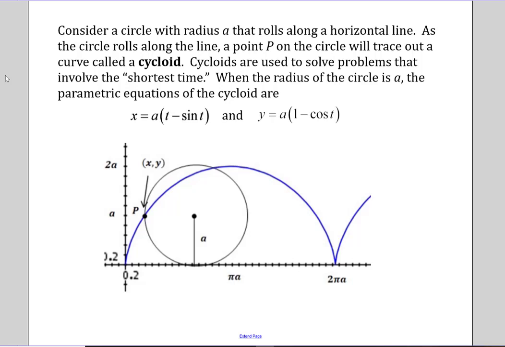Let's consider a circle with the radius of a, and it rolls along a horizontal line. As the circle rolls along the line, there's going to be a point P on the circle that will trace out a curve, and that curve is called a cycloid. That's this blue curve. Cycloids are used to solve problems that involve the shortest time. When the radius of the circle is a, the parametric equations of the cycloid are given by these two general forms.